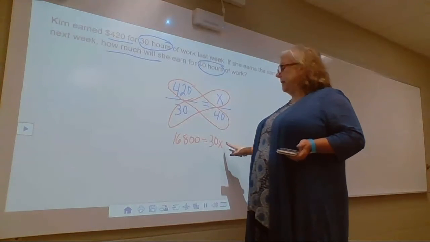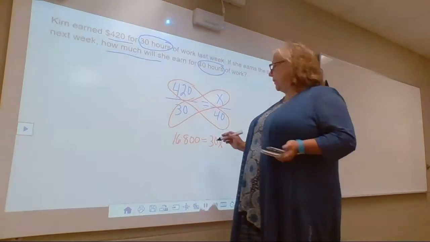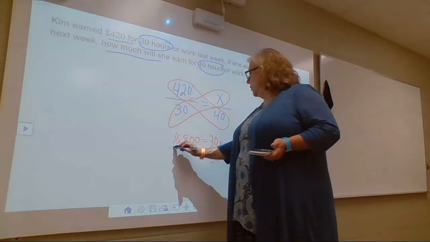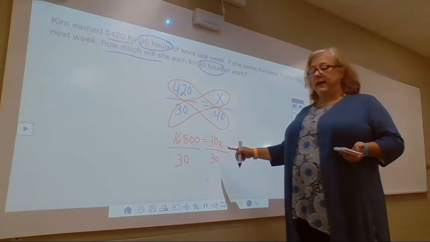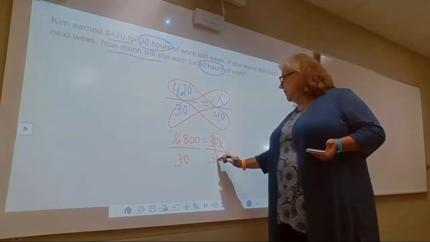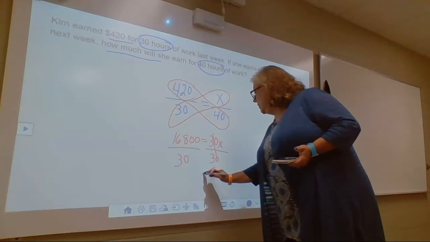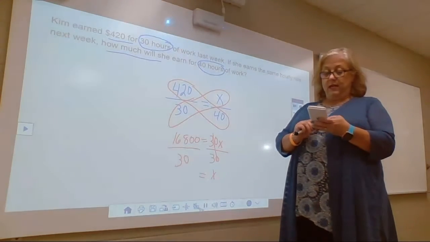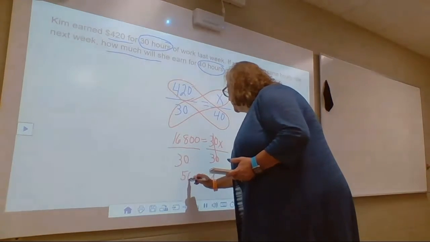Now to solve for my x, remember this is multiplication, and I want to do the opposite operation. So I'm going to divide. Remember that 30 divided by 30 gives you a 1. So we're not going to write 1x, we're just going to write x equals, and you do 16,800 divided by 30, and you would get 560.